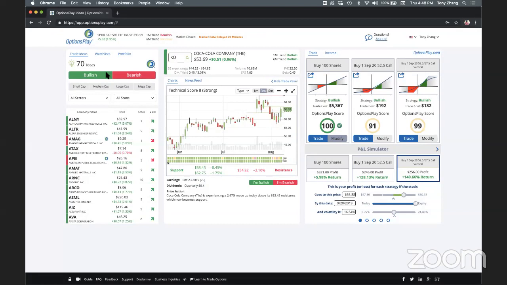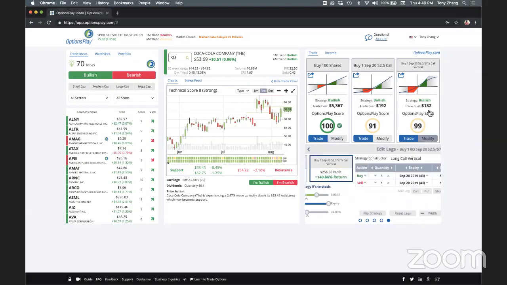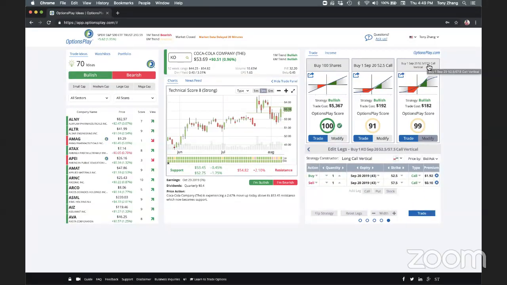Now, earlier today, we sent out a trade idea on Coca-Cola. I'm going to use this as an example to help you guys better understand how to apply what we're teaching here today. So the trade that we were talking about was the September 20 52.5, 57.5 call vertical that cost $182 per contract. It actually cost a little less when we had traded it, but this is the closing price as of today. The midpoint was 178.